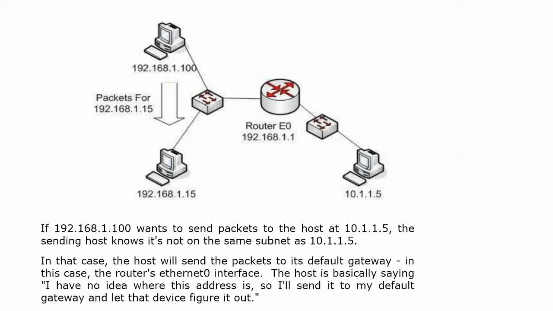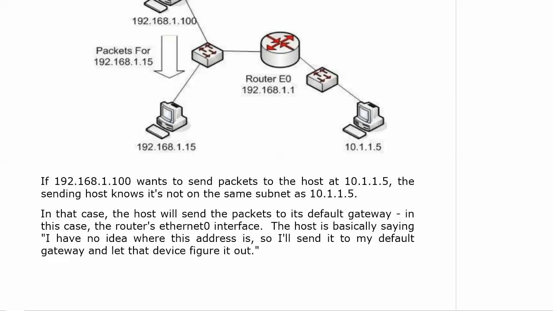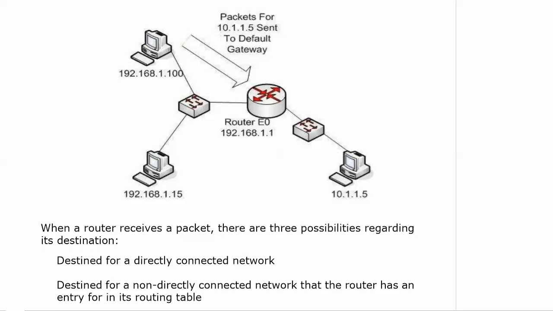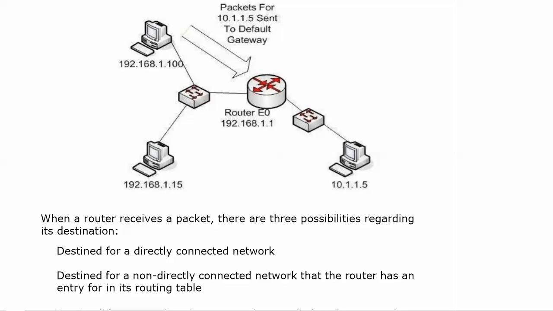And in this case, that's the router's Ethernet 0 interface. Remember, that's what we had configured as the default gateway, 192.168.1.1. Basically here, the host is just passing the buck because he's saying, I don't have the faintest idea where this address is, so I'm going to send it to my default gateway and let the default gateway figure it out. Now, nothing wrong with that, but the packets destined for 10.1.1.5 are now coming into the default gateway. They're going to arrive on the router's Ethernet 0 interface at 192.168.1.1.